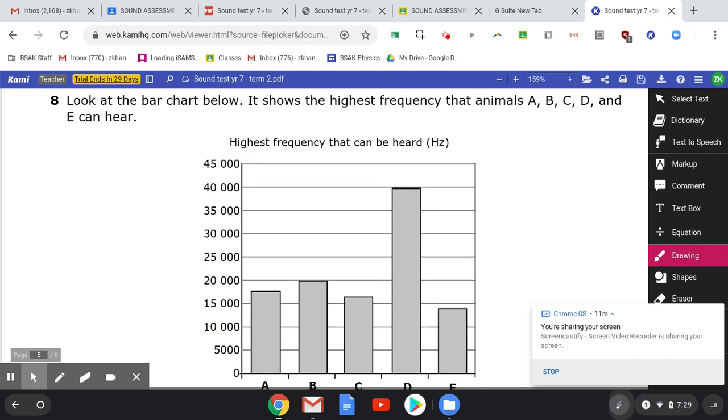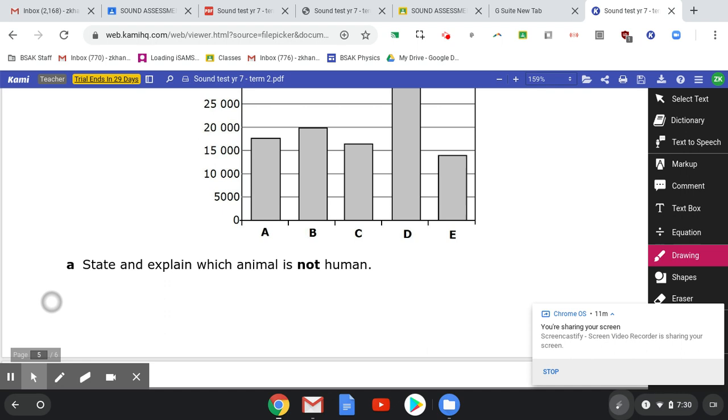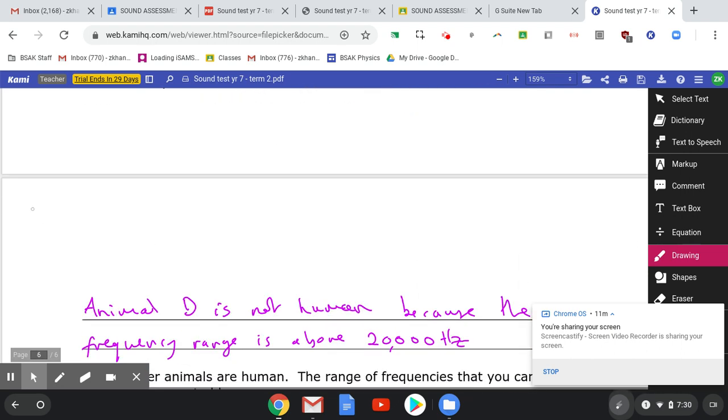Here is a graph of different animals and their frequency range. So animal A has a frequency range from 0 to something around about 17,500. Animal B 0 to 20,000. Animal C from 0 to around about 16,500 hertz. D from 0 to 40,000, and E from 0 to around 14,000. So state and explain which animal is not a human.